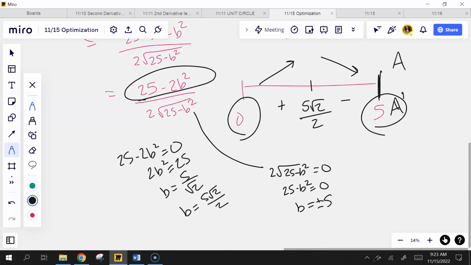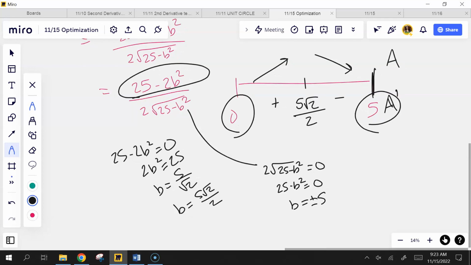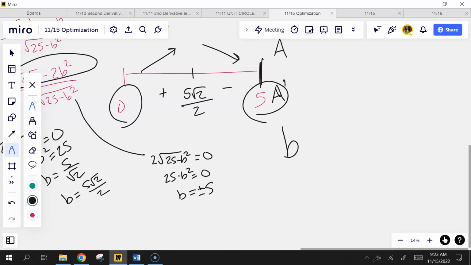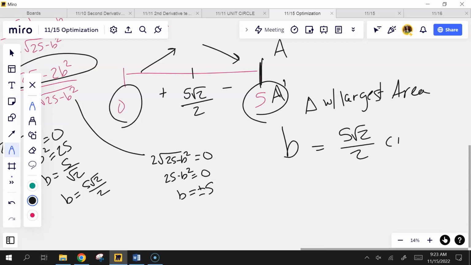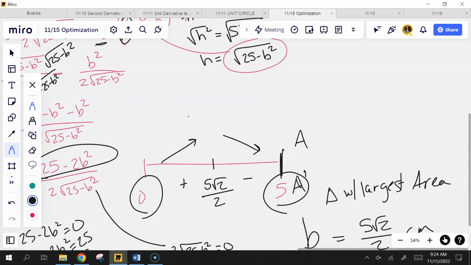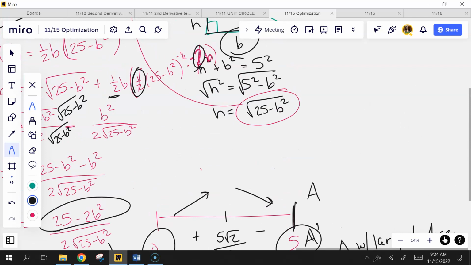All I have found right now is the base of the triangle that has the largest area, right? You understand what I'm saying? Right now, I know that the base of the triangle with the largest area is 5 root 2 over 2 centimeters long. I need the height and I need the area. So what am I going to do? Plug it in. What am I plugging into? I need a height. Well, what does height equal? You already found what height equals. Height's the square root of 25 minus b squared.